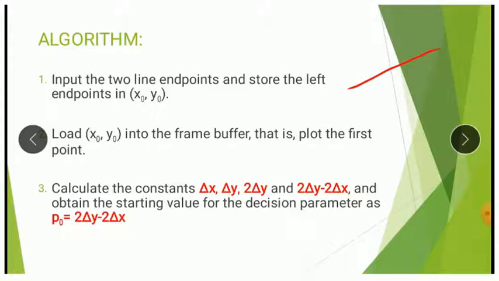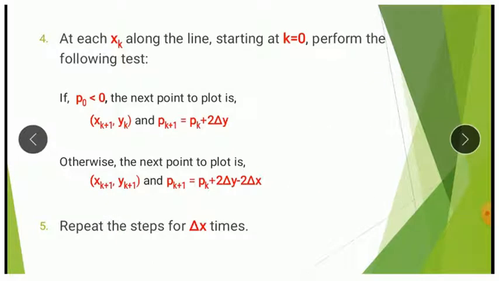Okay, so the third step is to calculate the constants delta x, delta y, 2 delta y, and also 2 delta y minus 2 delta x, and then to obtain the starting value of the decision parameter, that is p naught, which is 2 delta y minus delta x.